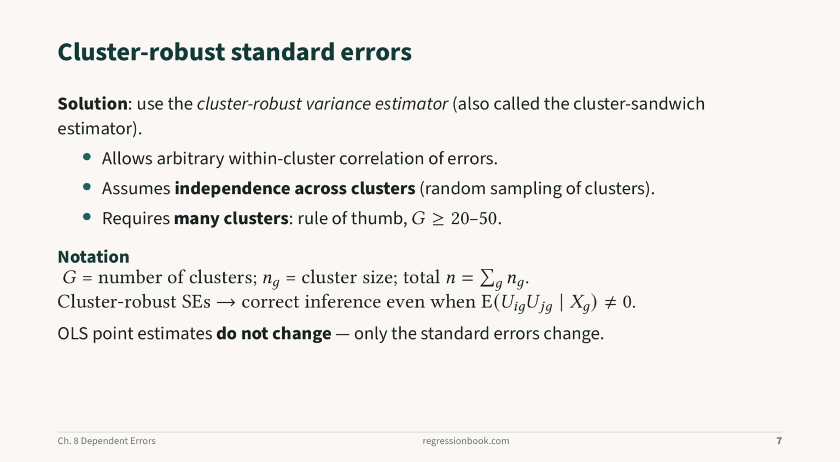The standard remedy is the cluster-robust variance estimator, the cluster sandwich. It allows arbitrary correlation of errors within each cluster, assumes independence across clusters, and needs many of them, a rule of thumb of 20 to 50 groups. Note what does not change. The least squares point estimates are untouched. Only the uncertainty attached to them is corrected.